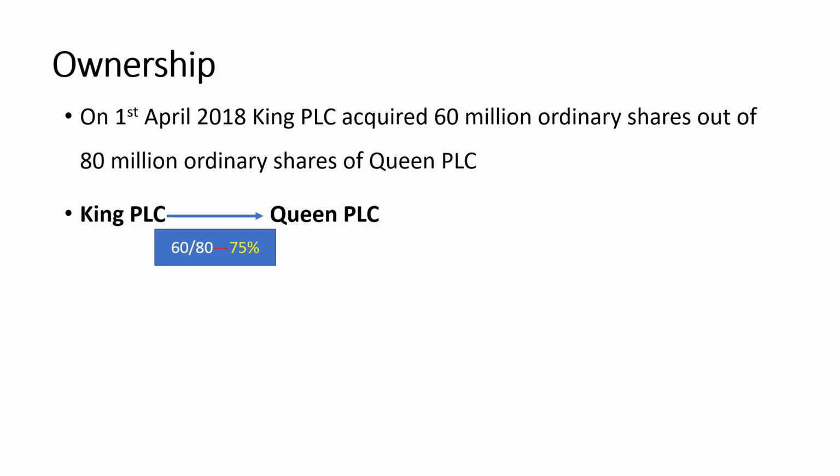Based on additional information number 1, we are going to calculate the ownership. Here on 1st of April 2018, the acquisition was made and they have invested in 60 million ordinary shares out of the 80 million, which means King plc has 75% ownership over the Queen plc assets and liabilities.